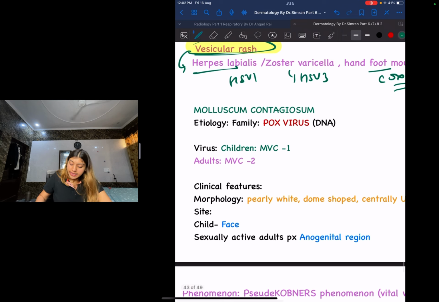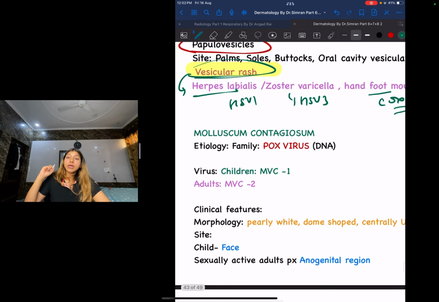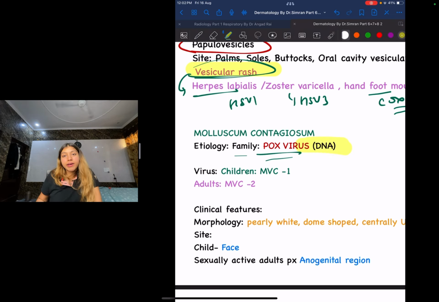Next, very important, is molluscum contagiosum. Molluscum contagiosum is caused by a family of viruses. What is the family that is causing it? It's going to be a pox virus. Again, the pox virus is a DNA virus.